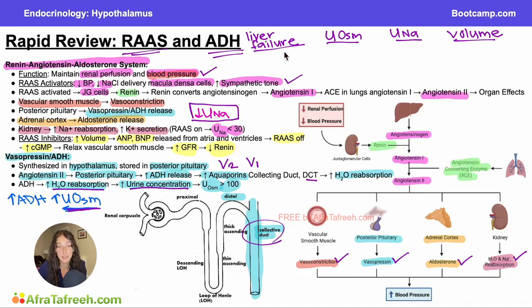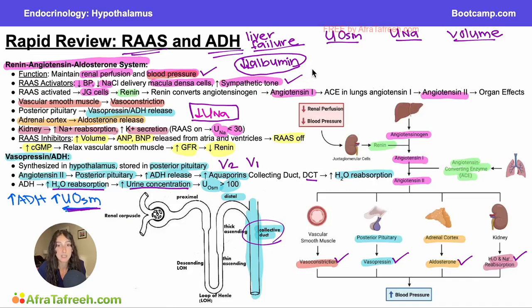When you're in liver failure, our liver is responsible for a bunch of things in the body, but one of the things that it does is synthesize albumin. So when your liver is failing, you're not making as much albumin. And albumin is a protein that, amongst other things, is responsible for holding a bunch of that water in your vasculature and making sure it doesn't seep out into tissues. So when you have decreased albumin, you're not able to hold as much water in your vasculature, and it is going to seep out into tissues.